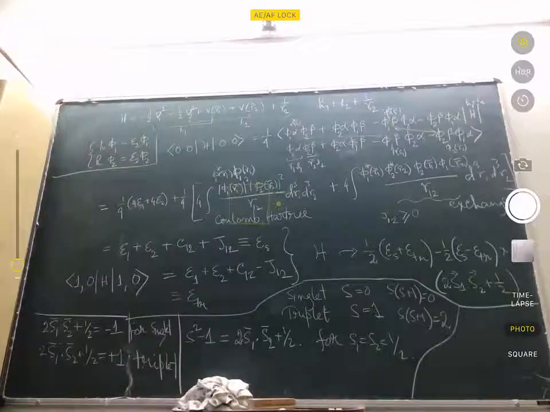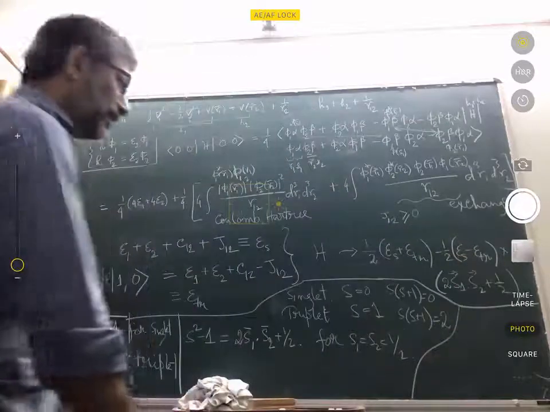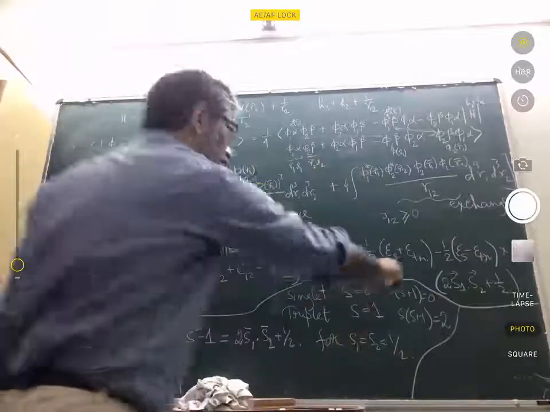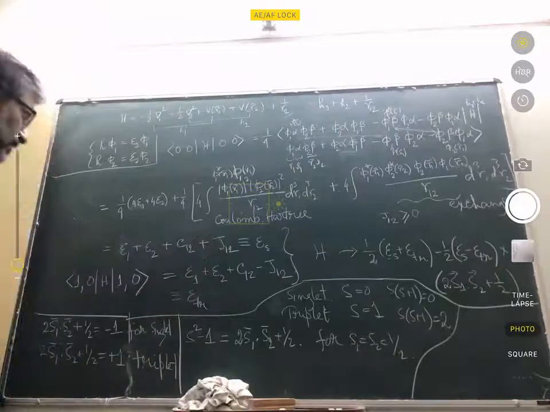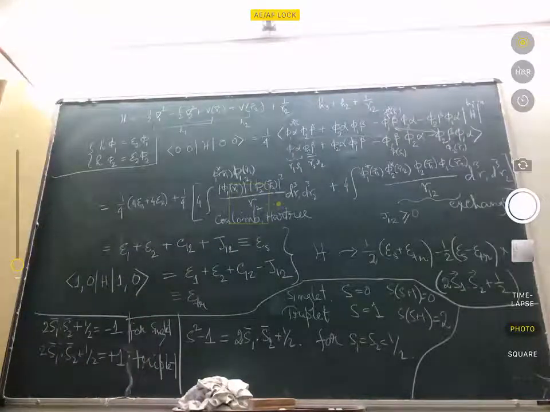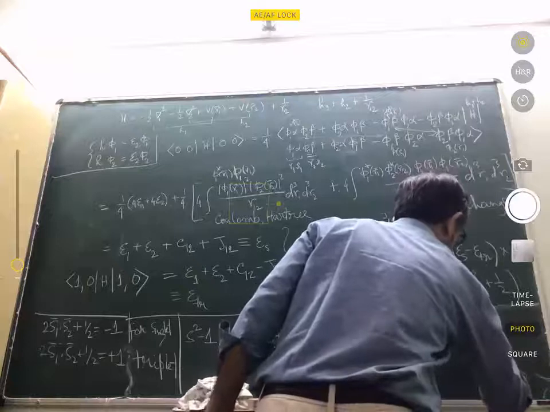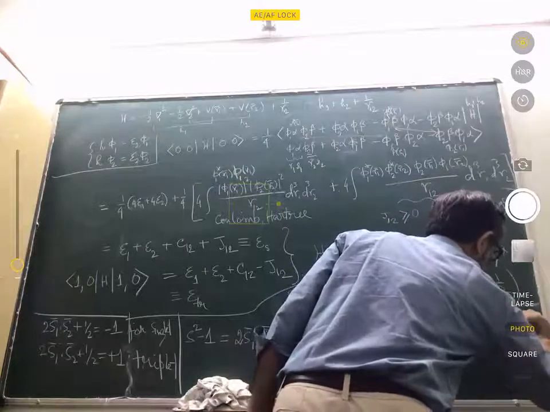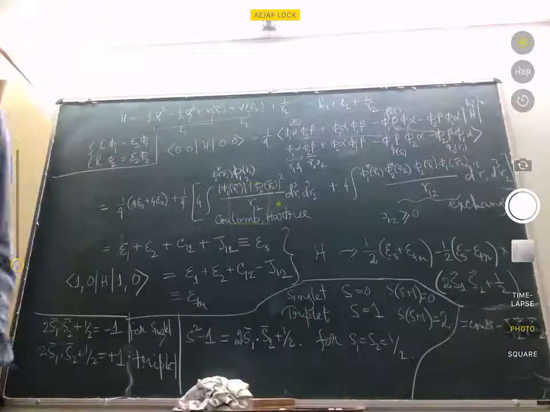So what do we gain in the process? If we are not interested in, for example, this constant, and we know the singlet-triplet energy difference, epsilon, which is twice J12, then in terms of that, this Hamiltonian is written as some constant minus J12 times S1 dot S2. So this is how you derive an effective spin-spin interaction.